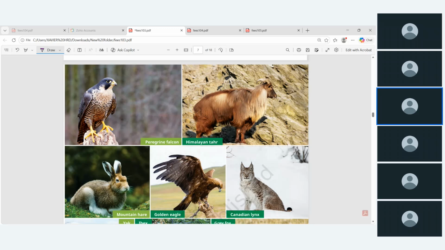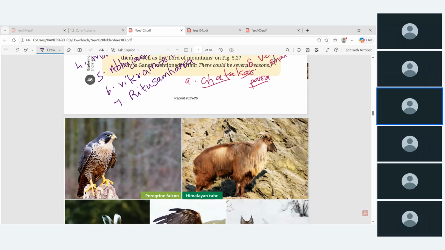Okay, so there is a body called IUCN Red List.